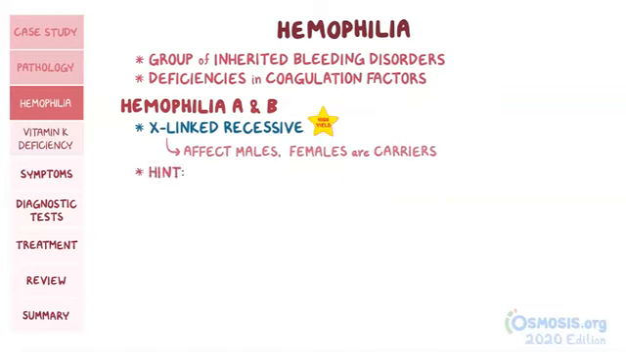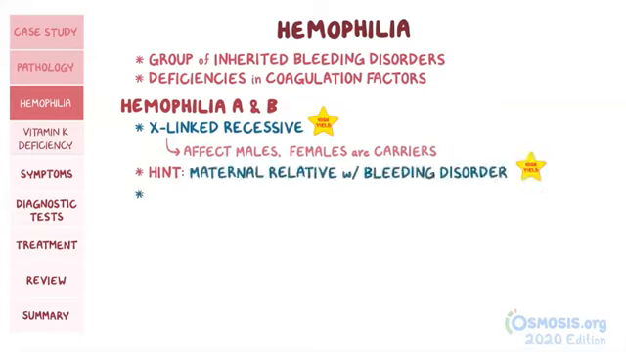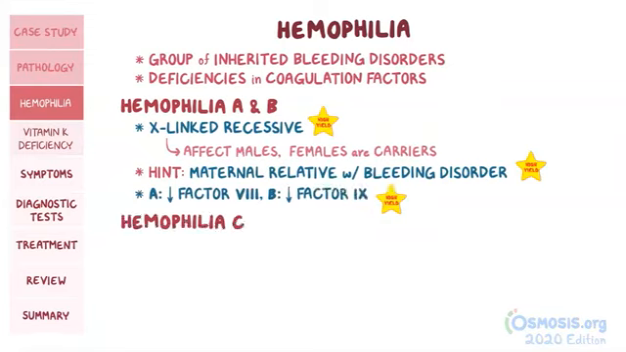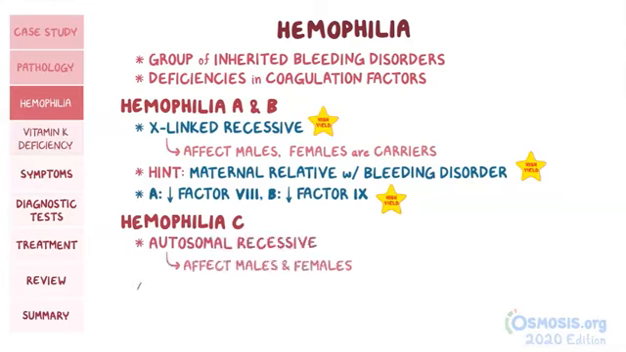A big hint for hemophilia is a family history of a maternal relative with a bleeding disorder. Hemophilia A causes a deficiency in factor 8, while hemophilia B leads to a deficiency in factor 9. Hemophilia C, on the other hand, is an autosomal recessive disorder, meaning it can affect both males and females, leading to a deficiency in factor 11.